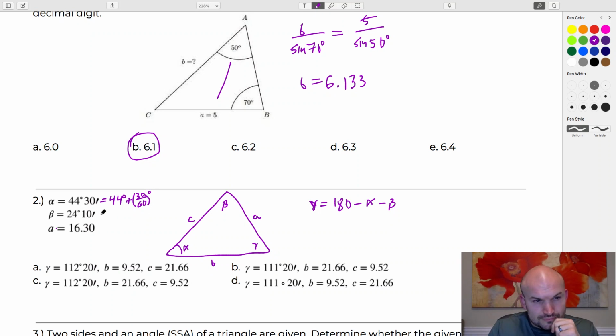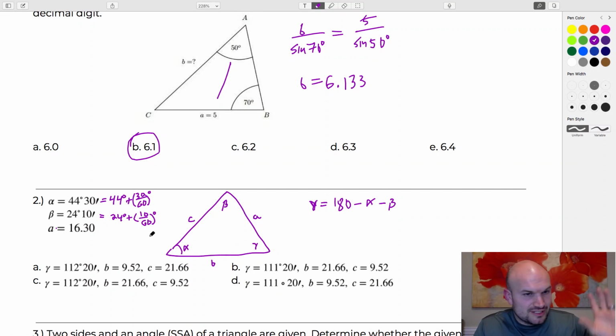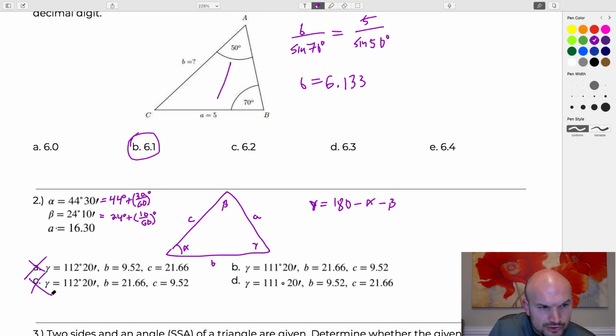This one is going to be 24 degrees plus 10 over 60 of a degree, which is again a fraction. And actually, you could just type this into your calculator either way, with fractions as they are, subtract them from 180, and either way, you're going to get 111 and some decimal for these two answers, not 112. So therefore, those are no good. All right, so I'm going to stick with these answers.